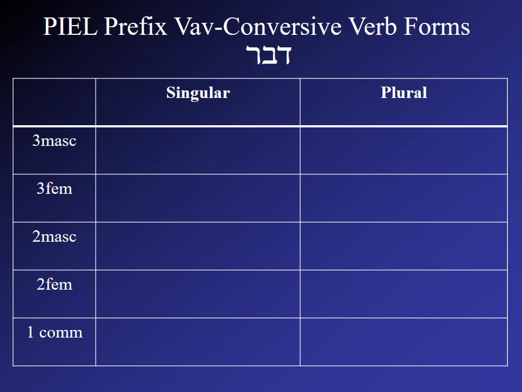Of course, we know one piel prefix vav conversive, and that is the root devar. Here we see the third masculine singular prefix vav conversive in the piel of devar. There is a shva under the prefix and a doubling of the middle radical. So vayedaber, or vaidaber, as it is written here. Then, in order to make this plural, we do the same thing that we do in the kal, which is just add the vav and the shureq and reduce the vowel. So vayedabru.